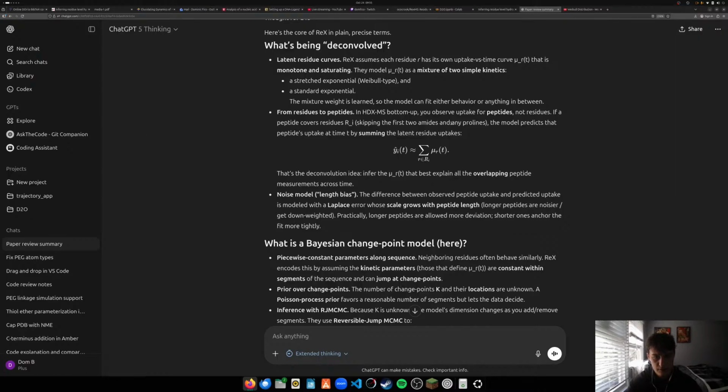This is a deconvolution idea. Infer the residue uptakes that best explain all the overlapping peptides. Noise model, length bias: the difference between the observed peptide uptake and the predicted is modeled by Laplace error. If scale grows with peptide length, larger peptides are noisier and get downweighted. Practically, longer peptides are allowed more deviation and constrain the fit less.